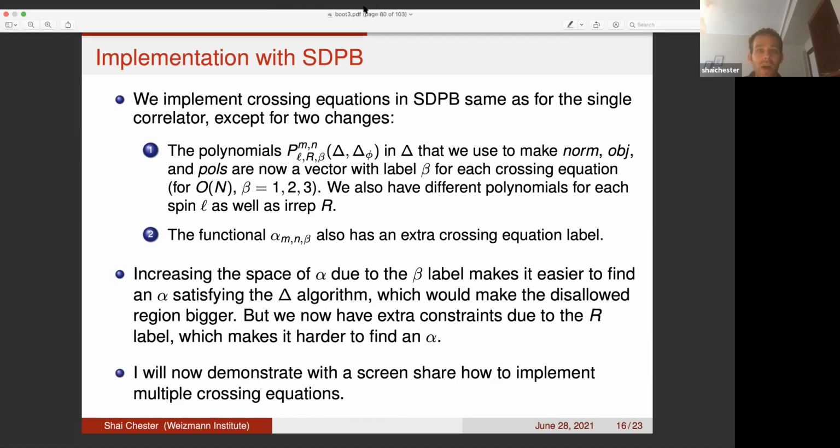Okay, so now I will share my screen in order to demonstrate how to implement this in practice. Okay, so I will share my Mathematica screen.